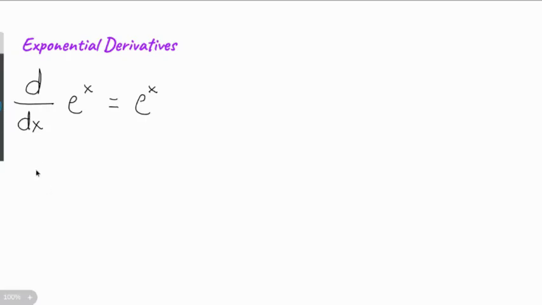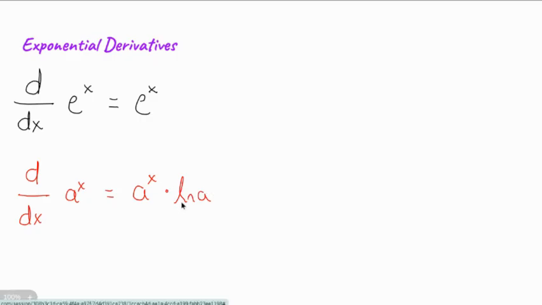Now, what happens if we expand to other bases? Well, it's not much of a difference. Use a as our base, and it becomes a to the x times an additional constant, natural log of a. Now, if we really quickly applied this rule to e to the x, we'd get e to the x times natural log of e, but the natural log of e is just 1. So those are the two rules we're going to work with.